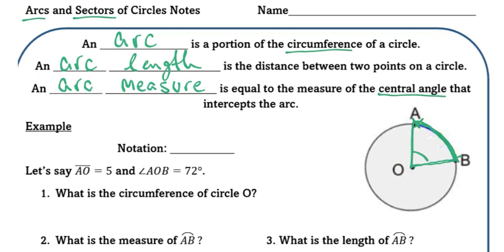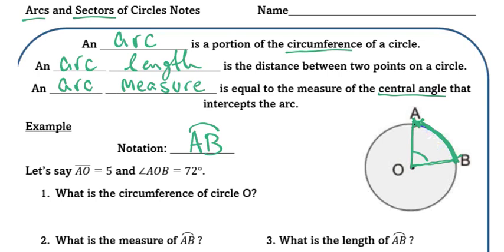That's going to have an angle measurement, and that angle measurement is going to be the same as the arc measure of AB. When we write an arc, we write it exactly like we write a line, by the two endpoints. So A and B are the two endpoints, but instead of putting a line over it, we put the little arc symbol over it. So that is arc AB.